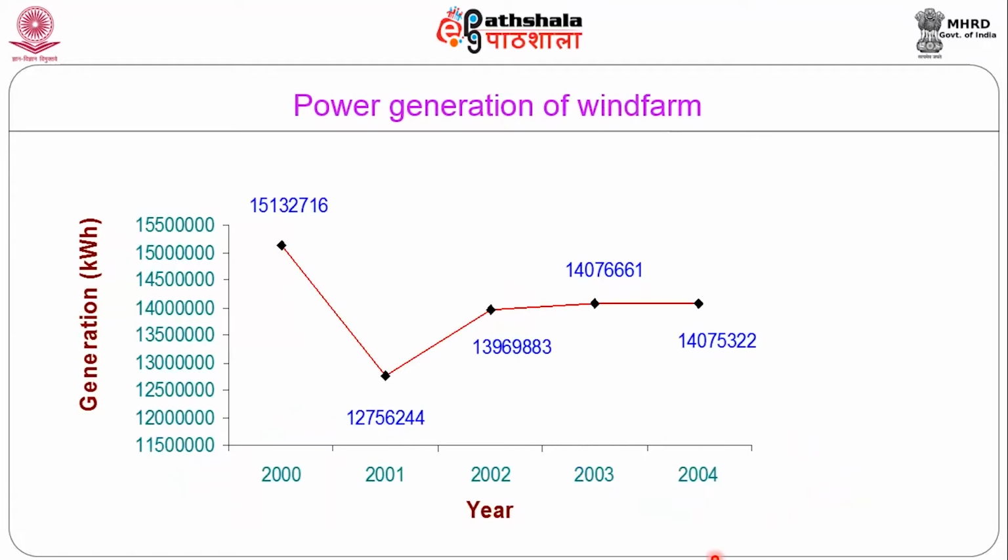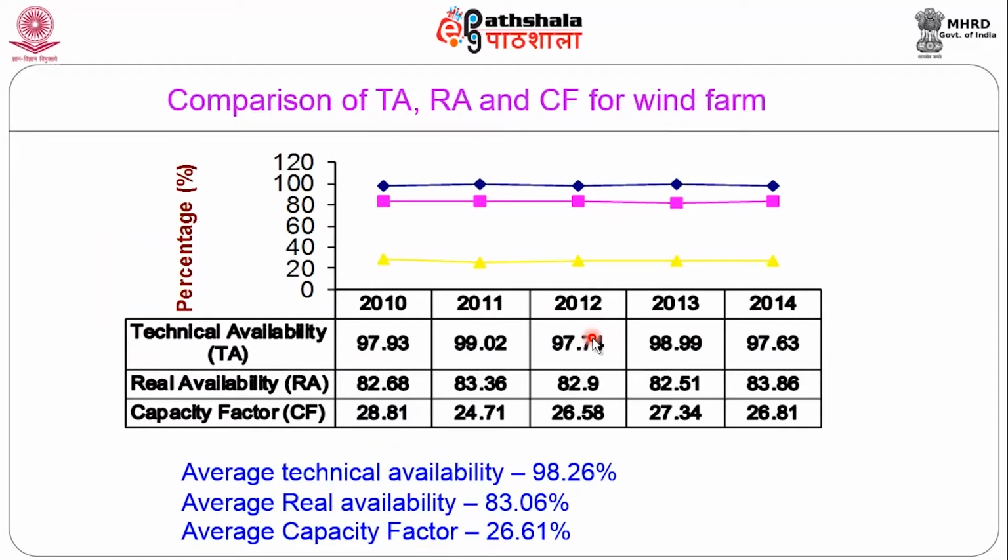And this is about the power generation of wind farm, generation in units. For 5 years data was collected, and this particular year it is quite low because of many failures in the wind turbine, and from here it is steady, not many failures. Initially it was good, and here because of many failures it is low, and after that it is quite steady. And this is the comparison of technical availability, real availability and capacity factor for the wind farm.